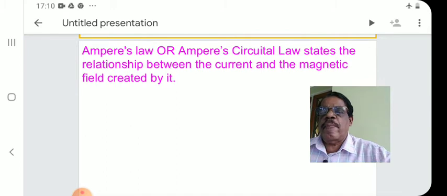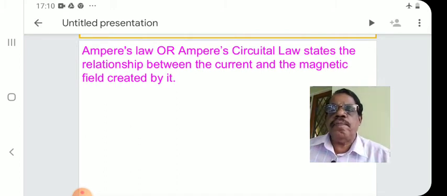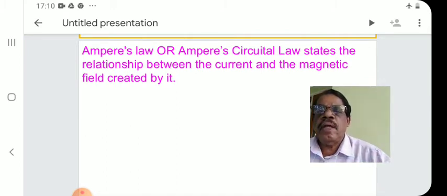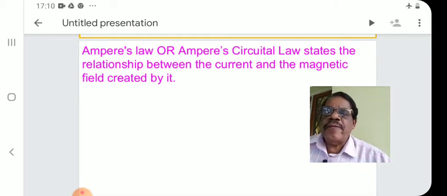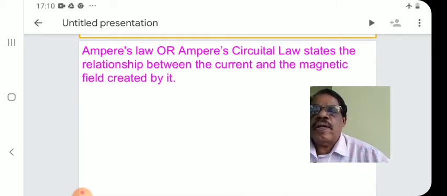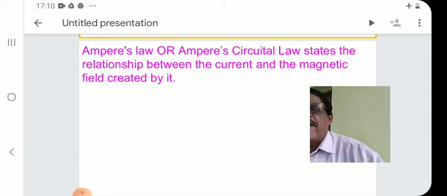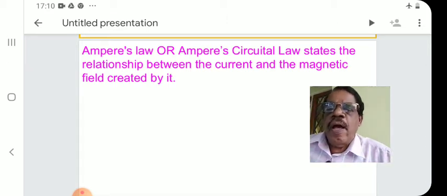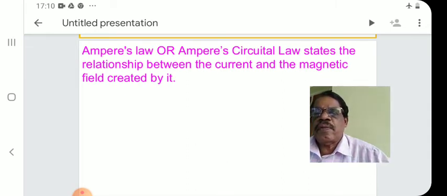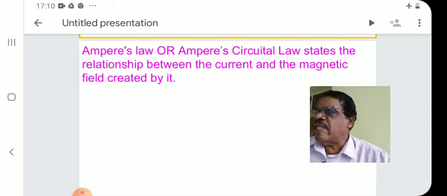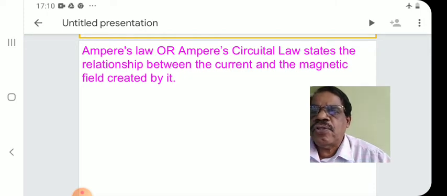The first topic is Ampere's law or Ampere's circuit law. It states the relationship between the current and the magnetic field created by it. There are two Ampere's laws. One is Ampere's circuit law and another is Ampere's force law. When Ampere's law is asked, we have to remember Ampere's circuit law first. Another law is Ampere's force law that we see soon.